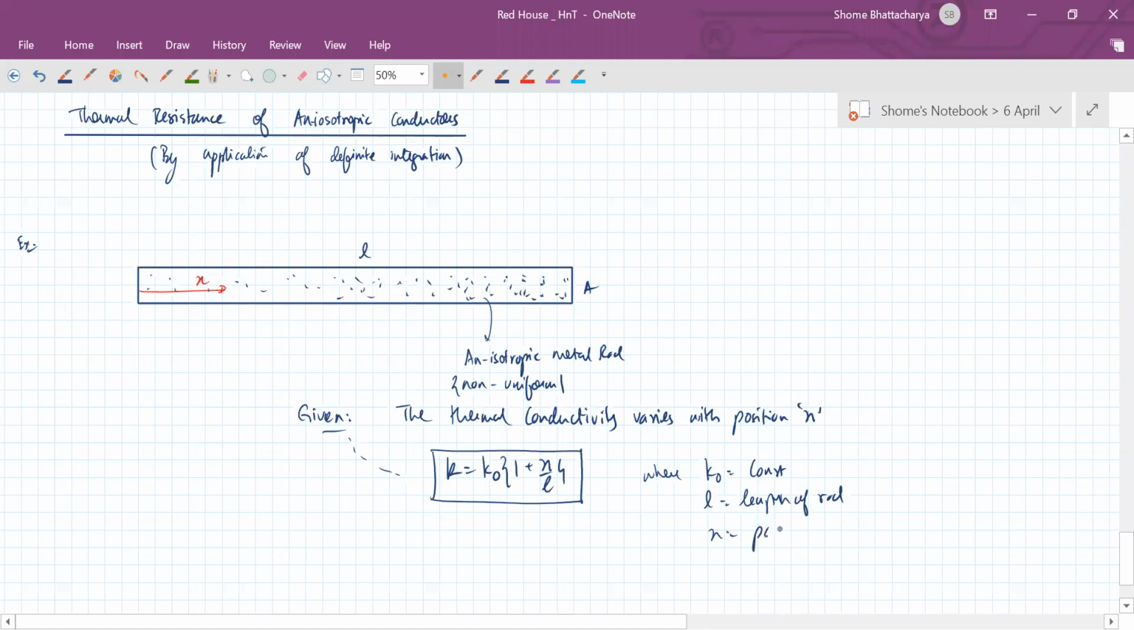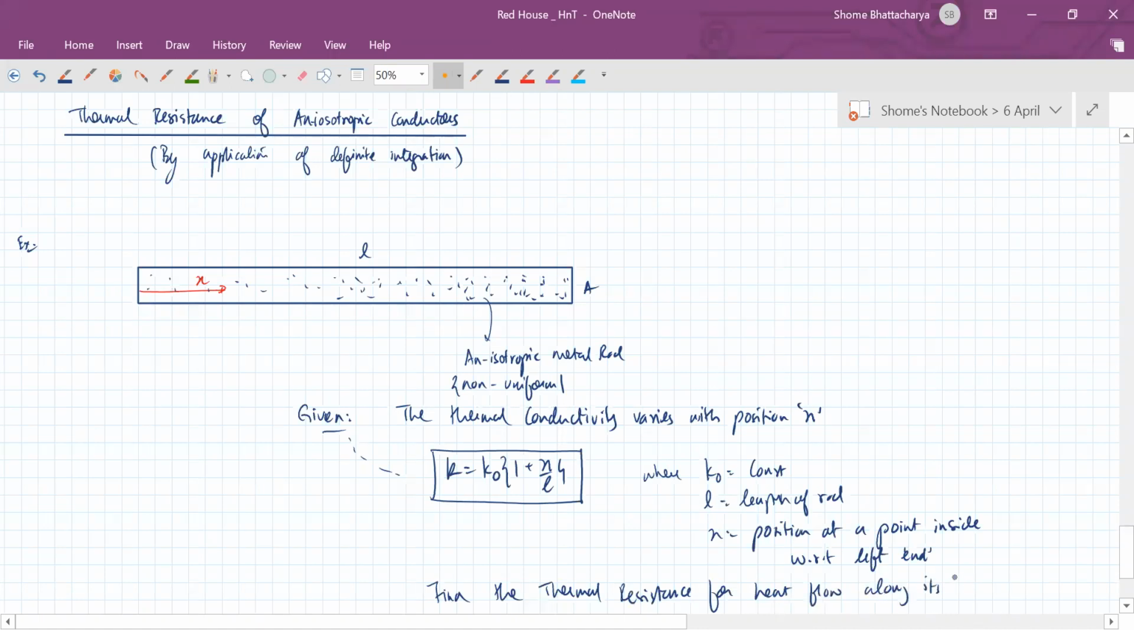X is the position at a point inside with respect to the left end of the rod. Okay. So you want to find the thermal resistance for heat flow along its length.